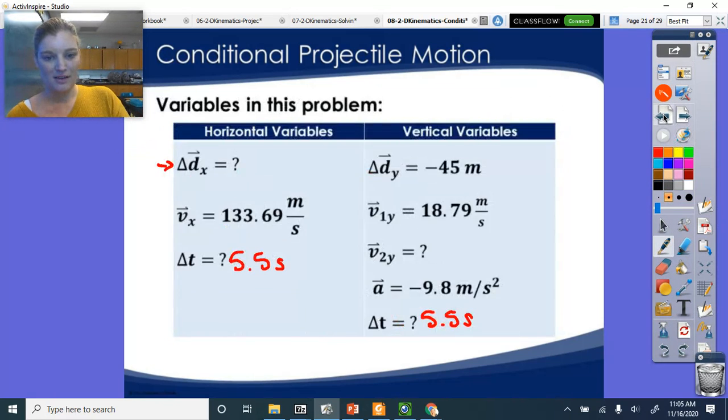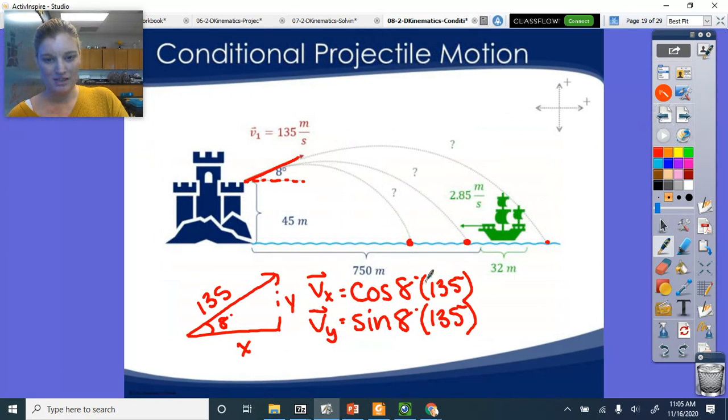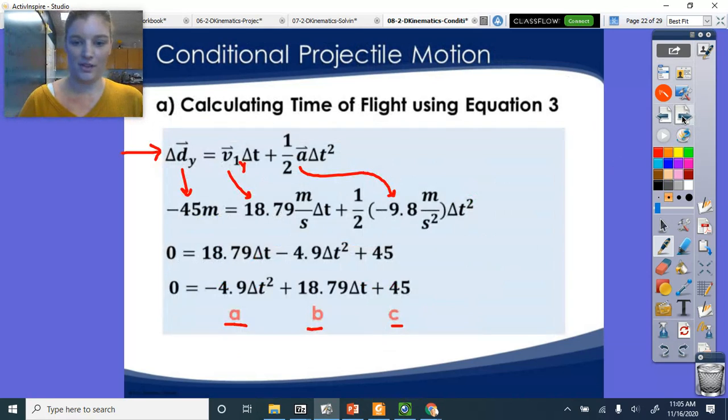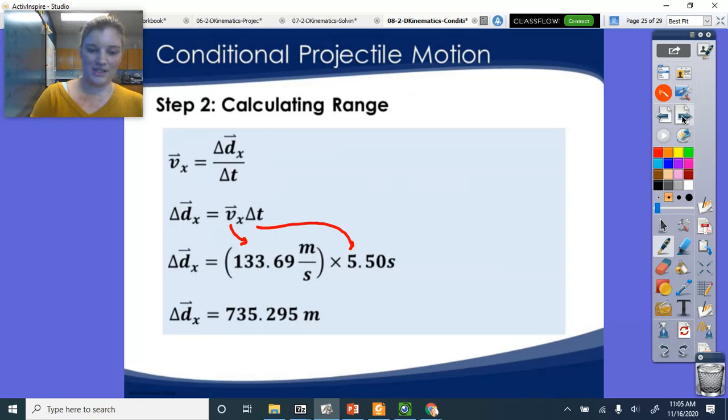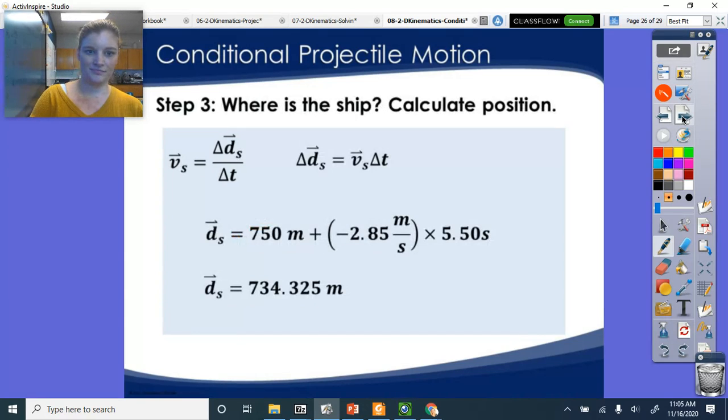So that's pretty big, right? Like, how far away is my ship? Oh, but is it close enough? 750, and then we've got 32. So now we're going 735. Are we going to get there? We have to figure out where the ship's actually going to be.